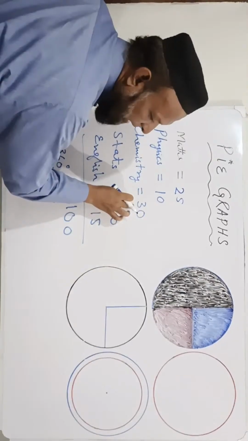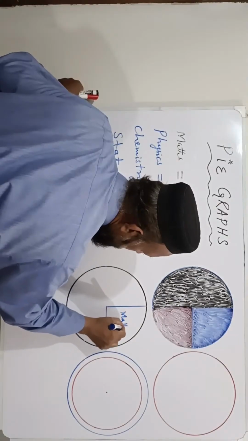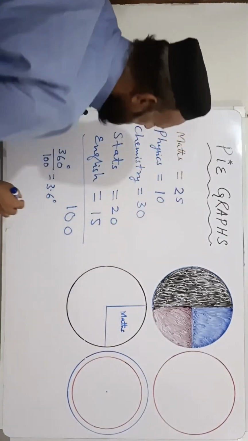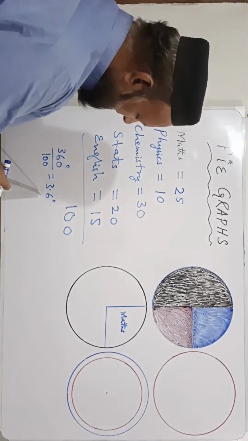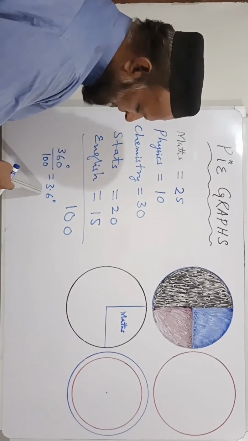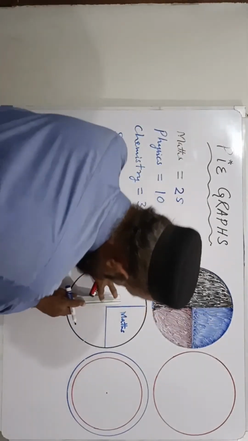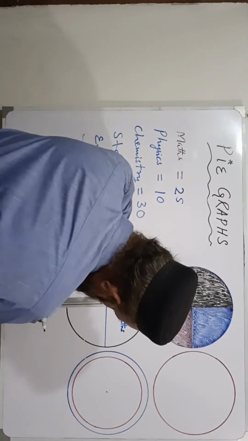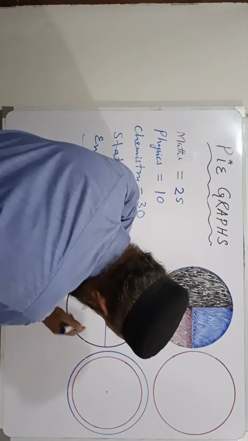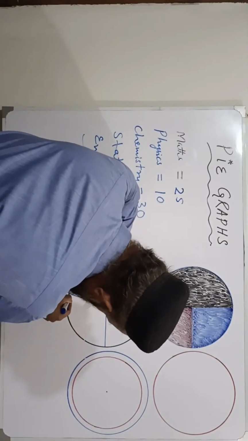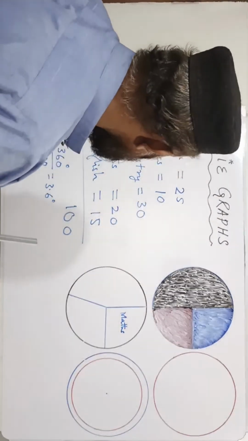When we talk about 30, say this is 25, it's maths. So for chemistry, what will happen for 30? 30 will be 25 plus 5. 5 will give how much? 18 degrees. So this is 25, okay, plus 18 degrees. Let's suppose this is 18 degrees. Okay. So this portion will be of chemistry. Then move to the next one.